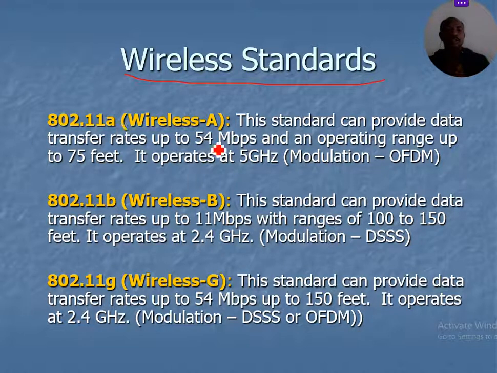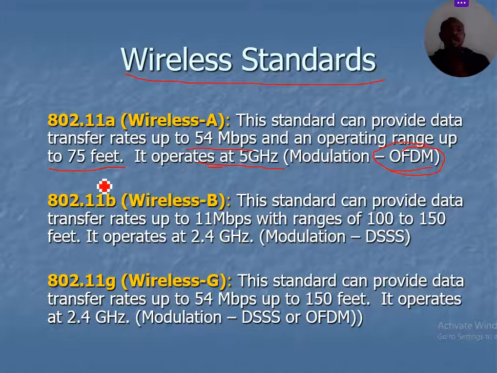Now, we say the 802.11a standard provides a data transfer rate of up to 54 megabit per second and an operating range of up to 75 feet. It can cover a distance of 75 feet with a speed of 54 megabit per second, and it operates at a bandwidth of 5 gigahertz. And the modulation technique is OFDM, orthogonal frequency division multiplexing, which is the technology used for transmission.